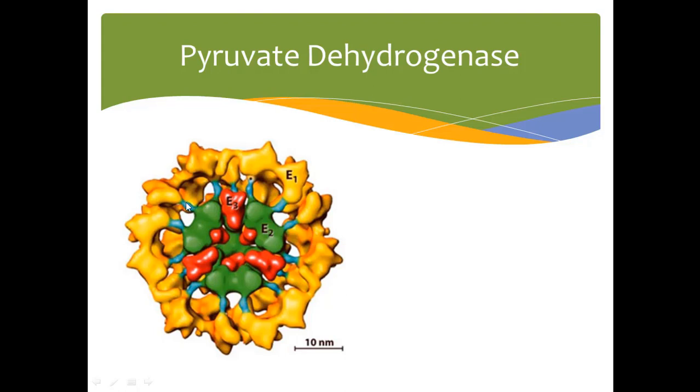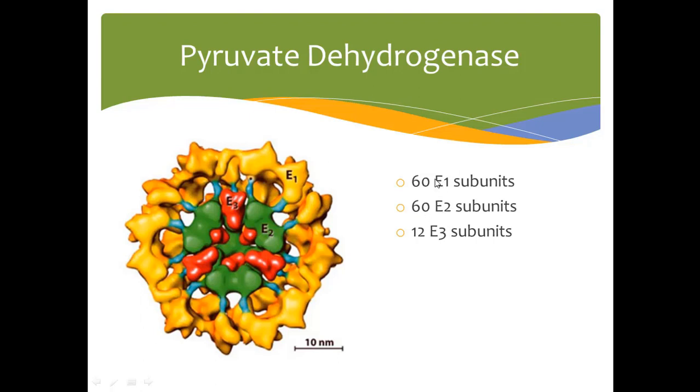It's a very large enzyme. This is a 3-dimensional representation of what it looks like. Here we see the E1, E2, and E3 subunits. There are 60 E1 subunits in one pyruvate dehydrogenase complex, just to give you a sense of how large this is. And recall that thiamine is the cofactor for the E1 subunit, and riboflavin is the cofactor for the E3 subunit.